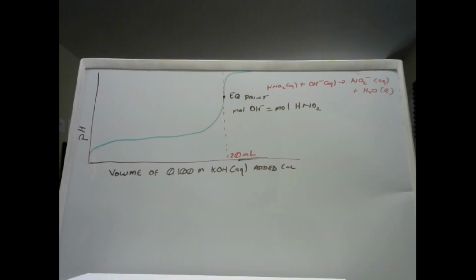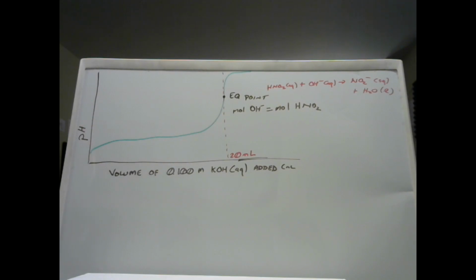Okay, that's the definition of an equivalence point. So if we can find out how many moles of NaOH, or KOH, we added, we can find out how many moles of HNO2 we have, and then moles per volume is molarity. Awesome. Let's break that down and go through each of those steps one at a time.